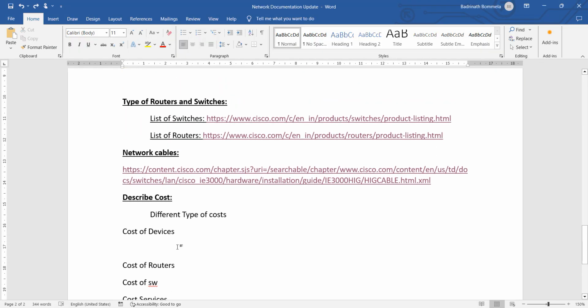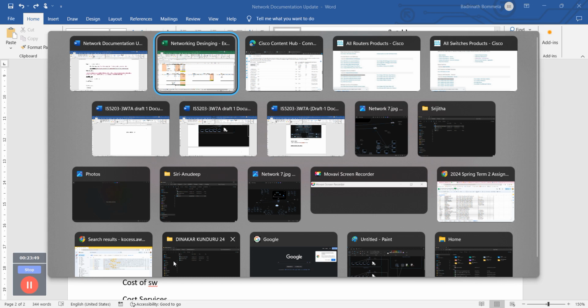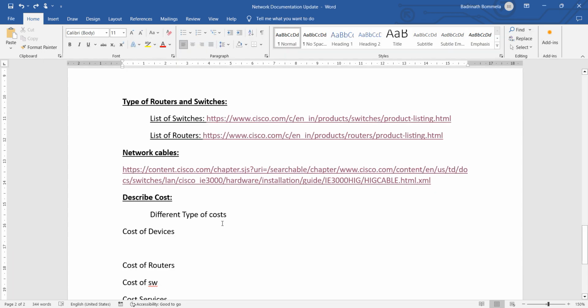After writing these sections, save your draft document and send only your draft document. You need not send Excel or image. Sorry, you are supposed to attach all three documents. You should send the updated Excel sheet, you should send the image, and you should send the updated document.